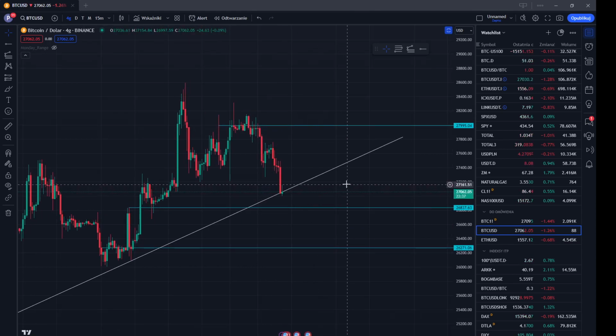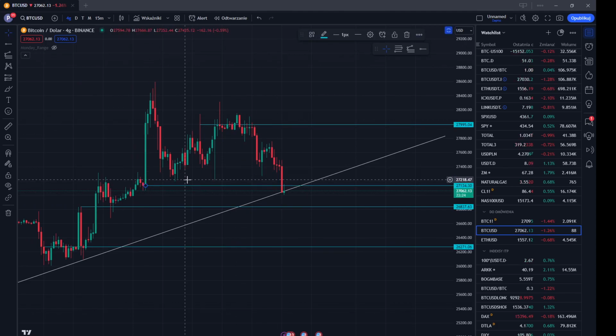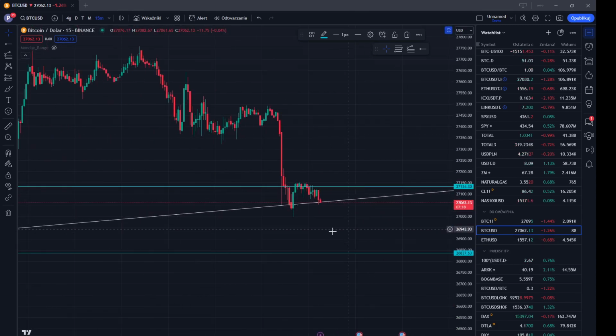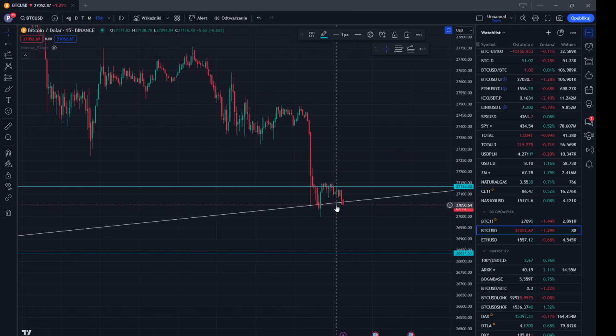So we got a rejection here, and then we went down. So I'm still watching. For me, this is crucial support here, which was untapped up until now. And the negative part about this is we're getting rejected here at the moment. We are barely holding on to this support line here.